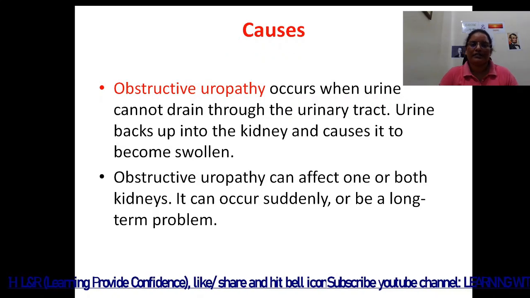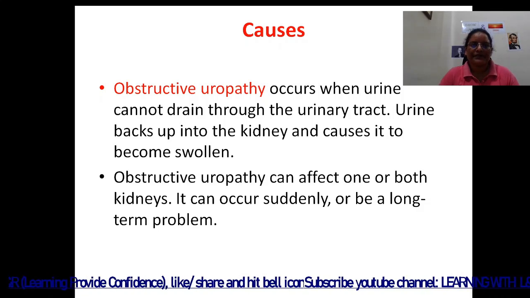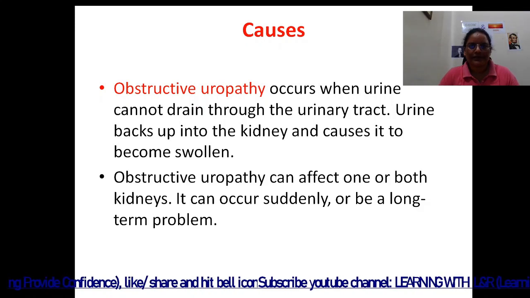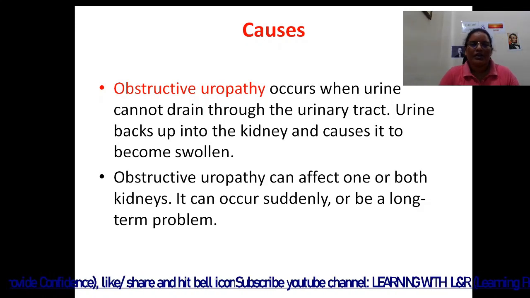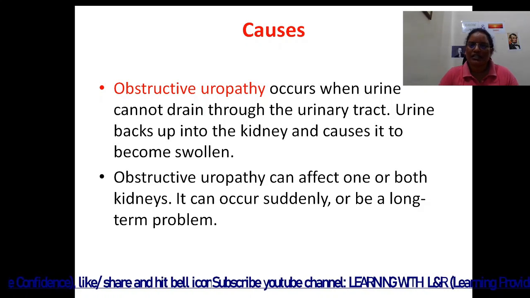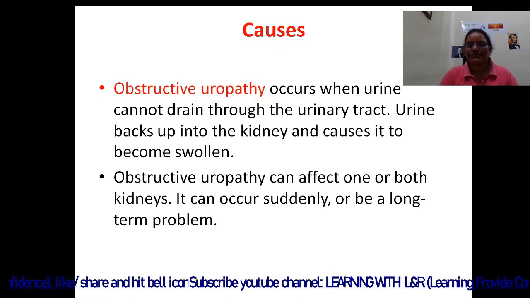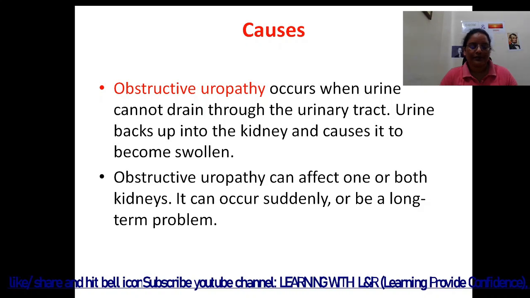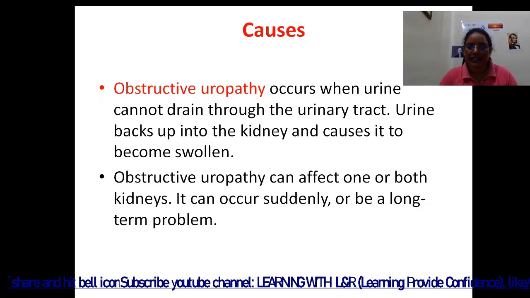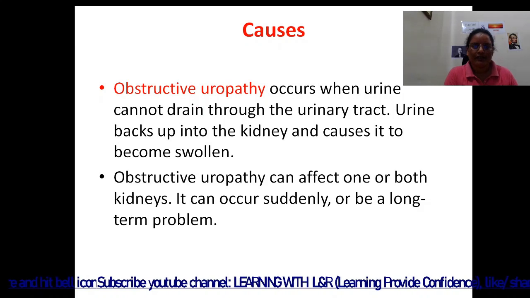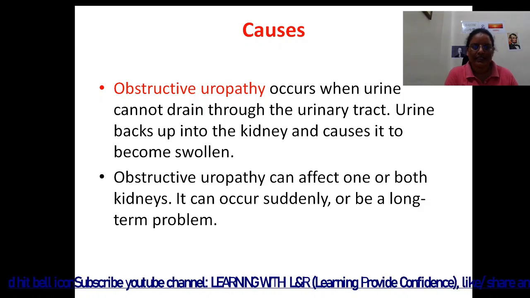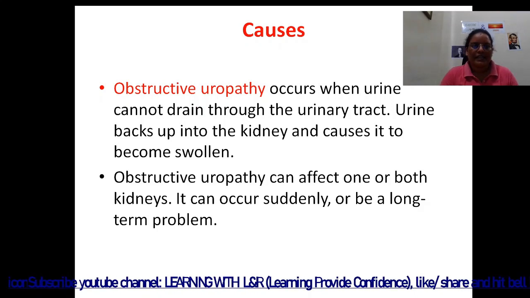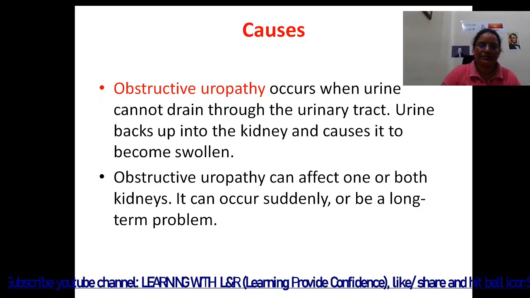Then the causes. There are various causes of obstructive uropathy. Obstructive uropathy occurs when urine cannot drain through the urinary tract in a normal flow. Urine backs up into the kidney and causes it to become swollen. Obstructive uropathy can affect one or both kidneys. If the problem is present in one kidney, then it is unilateral obstructive uropathy. It can occur suddenly or be a long-term problem.